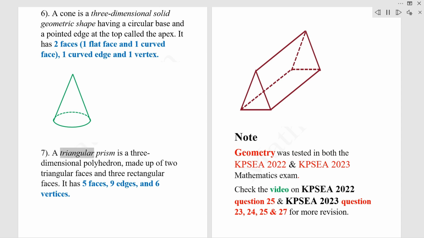7. A triangular prism is a three-dimensional polyhedron, made up of 2 triangular faces and 3 rectangular faces. It has 5 faces, 9 edges, and 6 vertices. Note: geometry was tested in both the KPSEA 2022 and KPSEA 2023 mathematics exam. Check the video on KPSEA 2022 question 25 and KPSEA 2023 question 23, 24, 25 and 27 for more revision.